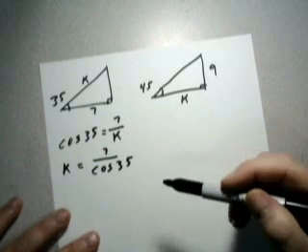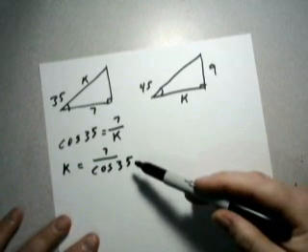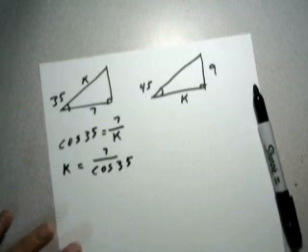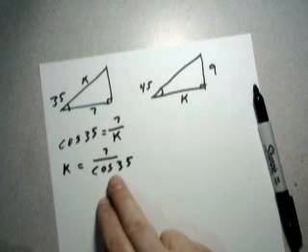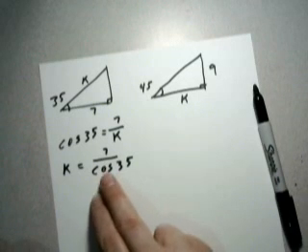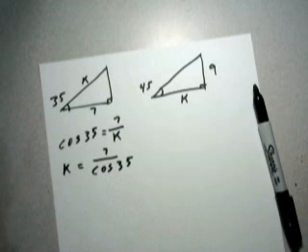Now we don't use the arc in this case because we have the angle. So we just use the regular cosine function. And you can also figure this out. Just type this in on your calculator and get the decimal, and you can just replace this with that decimal if you wish as well. So 7 divided by cosine of 35.